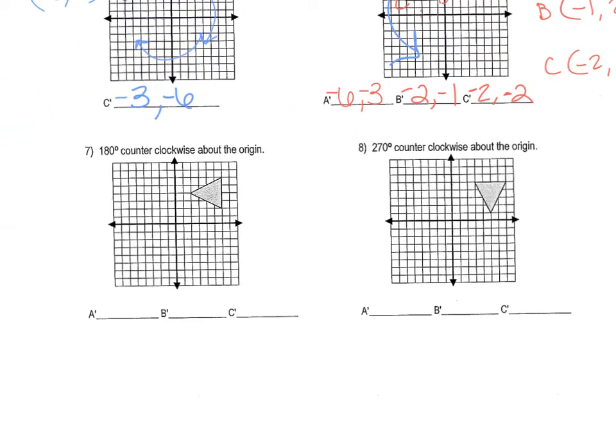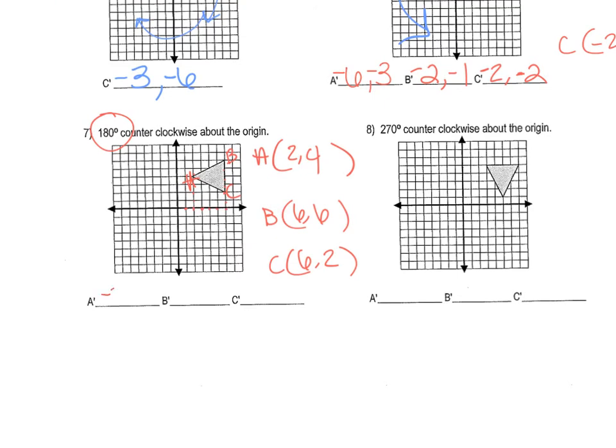Number 7, 180 degrees, and I'm going to label these A, B, C, out to the side, original A, B, C. A is at 2, 1, 2, 3, 4, 2, 4. B, 1, 2, 3, 4, 5, 6, 1, 2, 3, 4, 5, 6. And C is at 1, 2, 3, 4, 5, 6, 1, 2. And 180 just means the signs in front change, they don't flip. So 2, 4 becomes -2, -4, 6, 6 becomes -6, -6, and C becomes -6, -2.